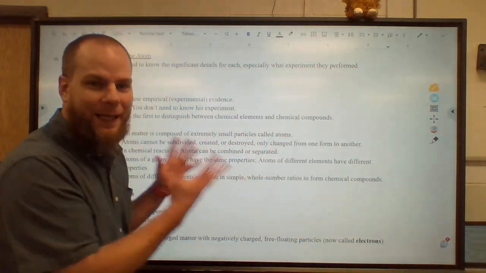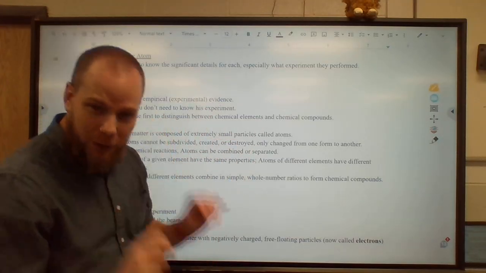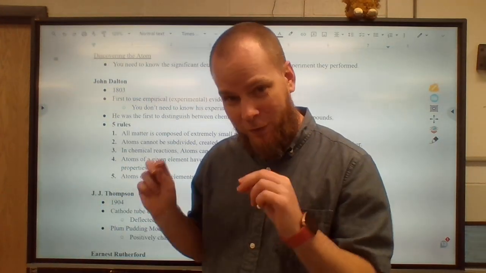Most of what he came up with was true. We are not going to get into his experiment because it's a little complicated for this level.